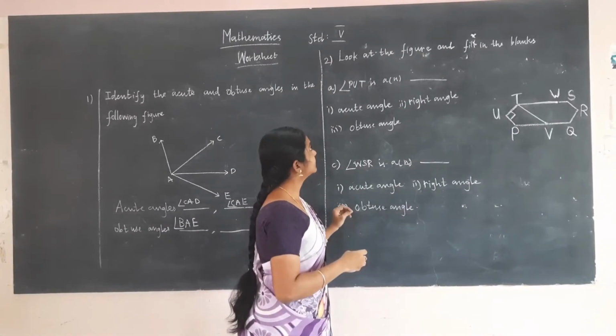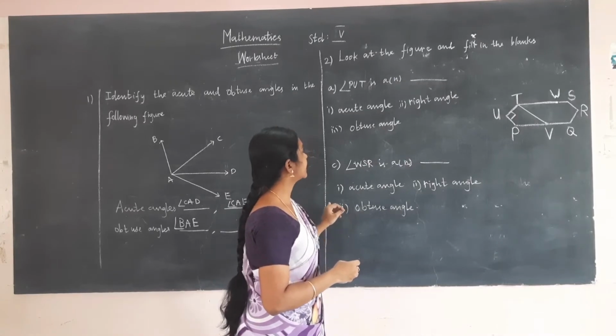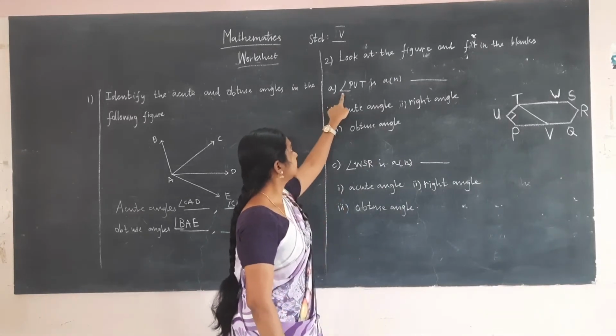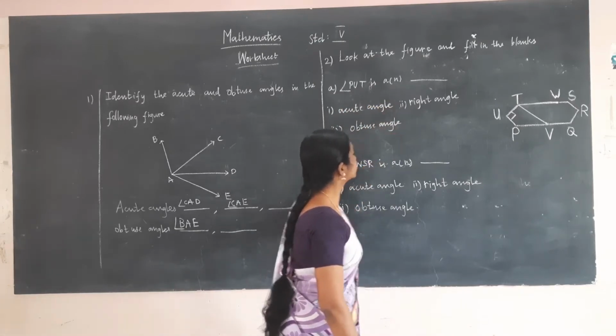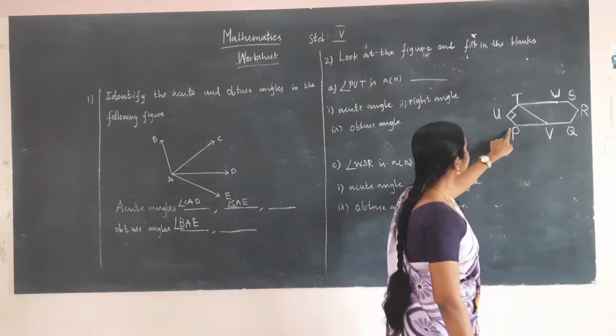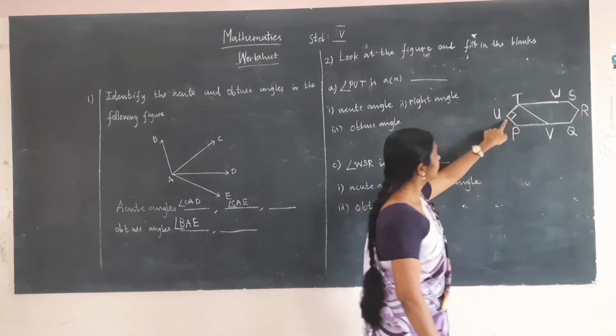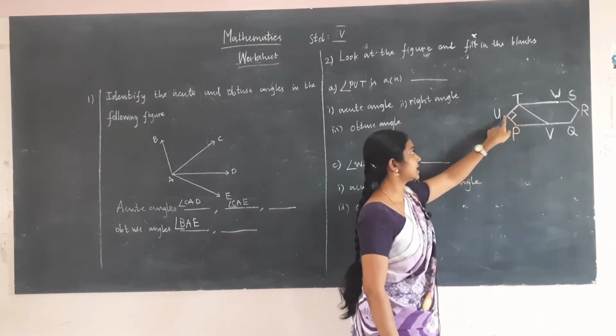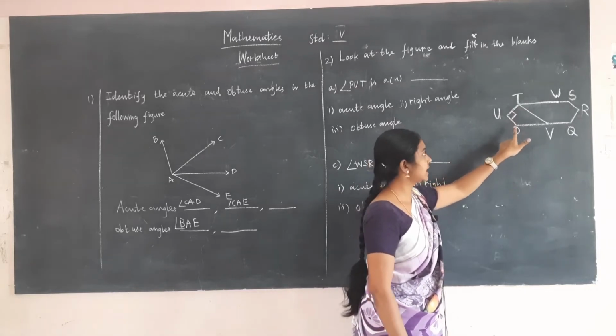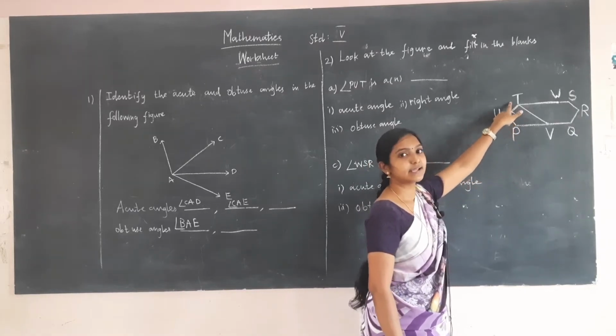Look at the figure and fill in the blanks. The first one is angle PUT is a dash. Angle PUT is here. It is right angle because it is in the shape of L. So angle PUT is right angle.